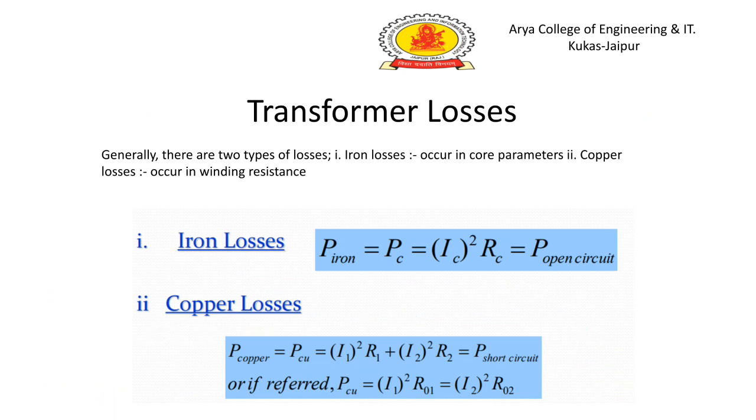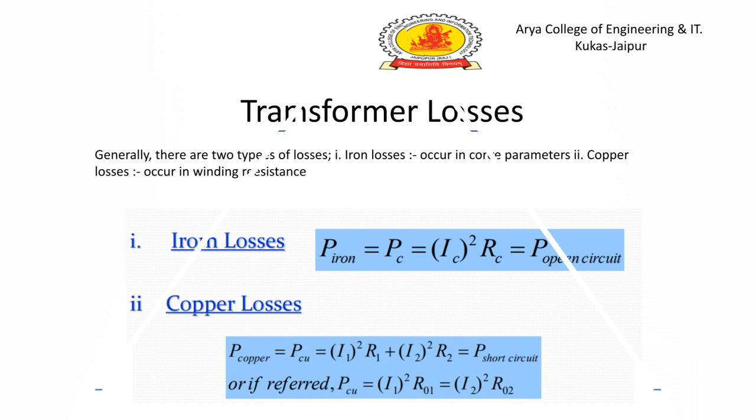Transformer losses. Basically transformer losses are iron losses and copper losses.